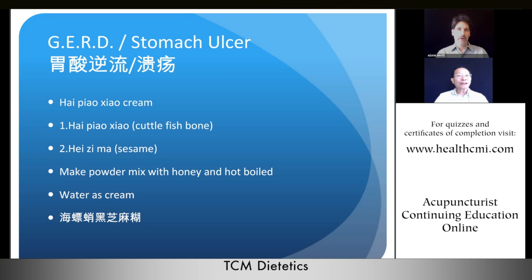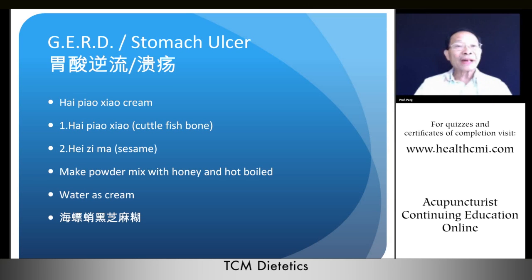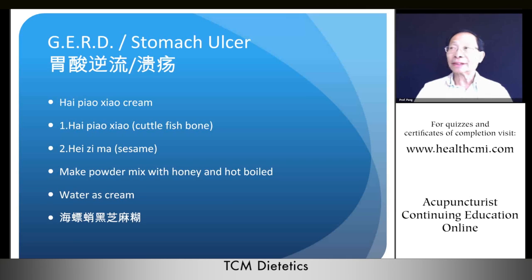So okay, now I will give you one of the very natural remedies. We actually have a similarity to the pet medicine sold in the market, but now I use a dietetic cooking method to replace even the pills. How do we do that? One that is very natural, very common and economical, which you can buy in the market, is called hai piao xiao. So what's that? Actually, it's just cuttlefish bone.